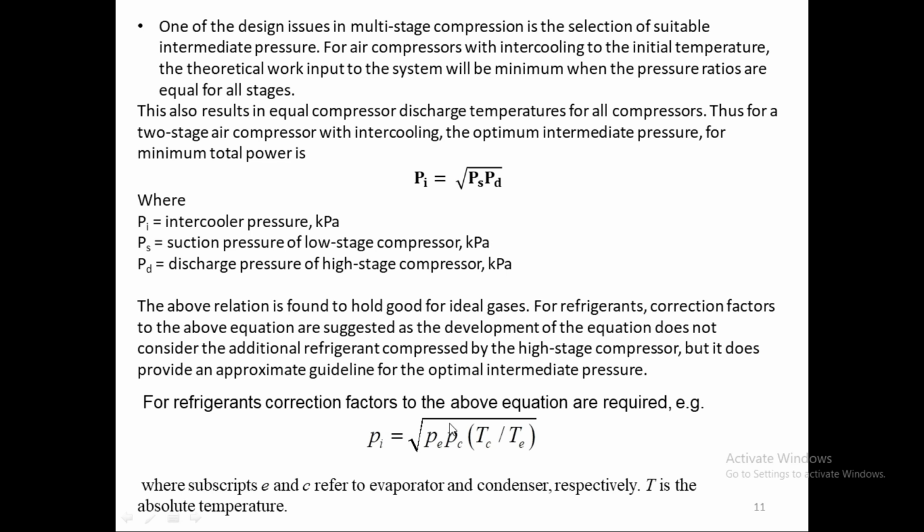For refrigerant, correction factors to the above equations are required. So the equation for the refrigerant will be PI is equal to PE times PC multiplied by TC upon TE, where E stands for the evaporator and C for the condenser, and I is the intermediate pressure. So using this equation, we can calculate the intermediate pressure for our refrigerant system. But most of the time in numericals, you will see that we will be using this equation, because this is rather easier to use than this one.